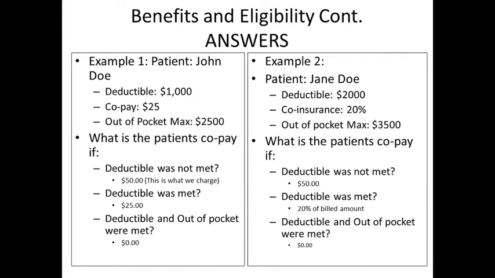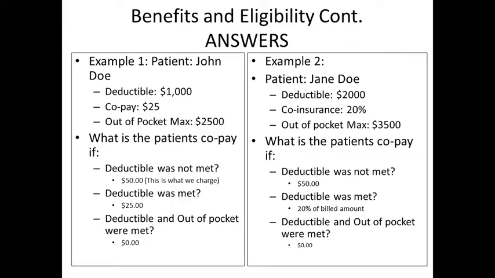Okay, so I expected for you to try the examples. So the first example, the patient has a deductible of $1,000, a copayment of $25, and an out-of-pocket max of $2,500. So what is the patient's copay if the deductible was not met? So if they have not met their deductible of $1,000, that means they have to pay out of their pocket $1,000 before their insurance even starts to kick in. So in our case, we usually charge $50 per visit. So the patient would have to pay $50 every time until they meet a total of $1,000.